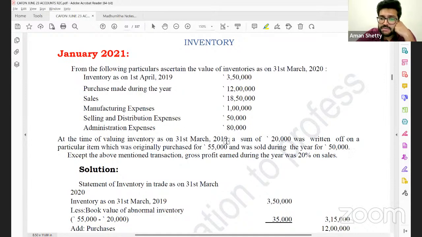So, as on 31st March 2019, 20,000 was written off. But this was originally purchased for 55,000. That means this value of 3,50,000 includes 55,000 minus 20,000, yes or no? Yes, sir. It includes 55,000 minus 20,000, and this item was sold during the year for 50,000. Therefore, it is an abnormal item, and you should treat it separately. Did you understand?